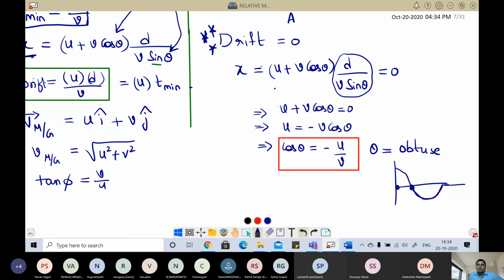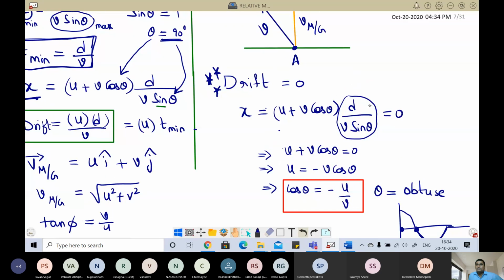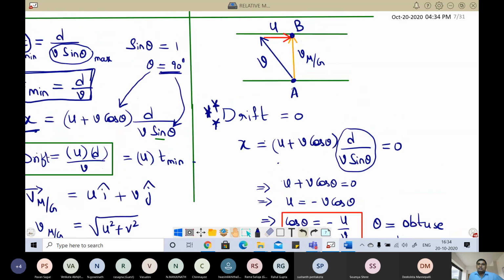So you can go back and see this diagram. Now, is theta obtuse or not? Theta is the angle we have taken from the river flow direction. So now theta we got as obtuse only. Then only this case will be possible. So theta we got as obtuse.